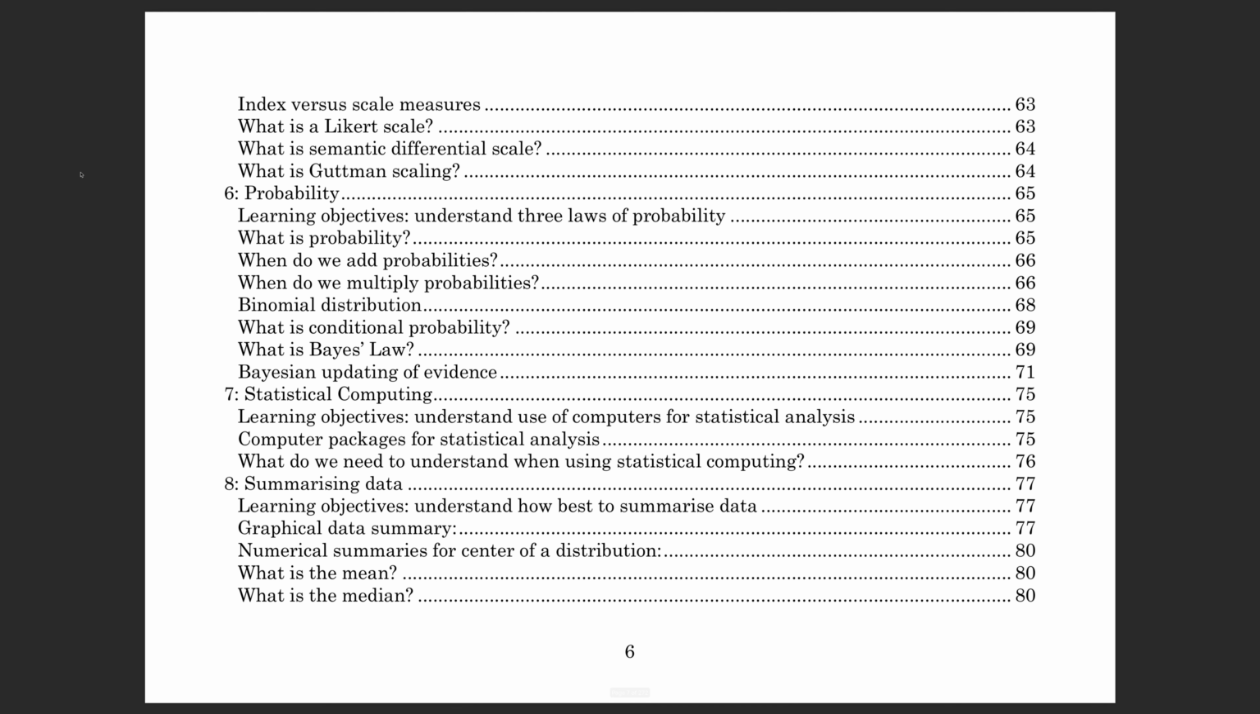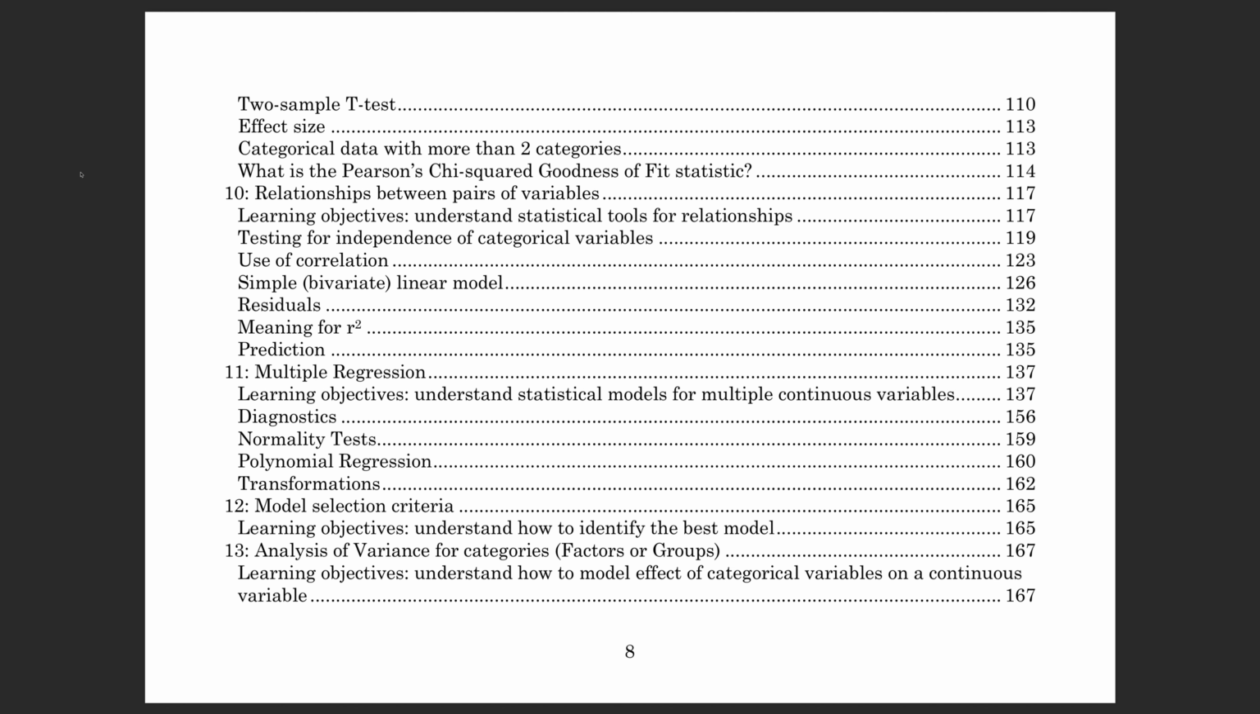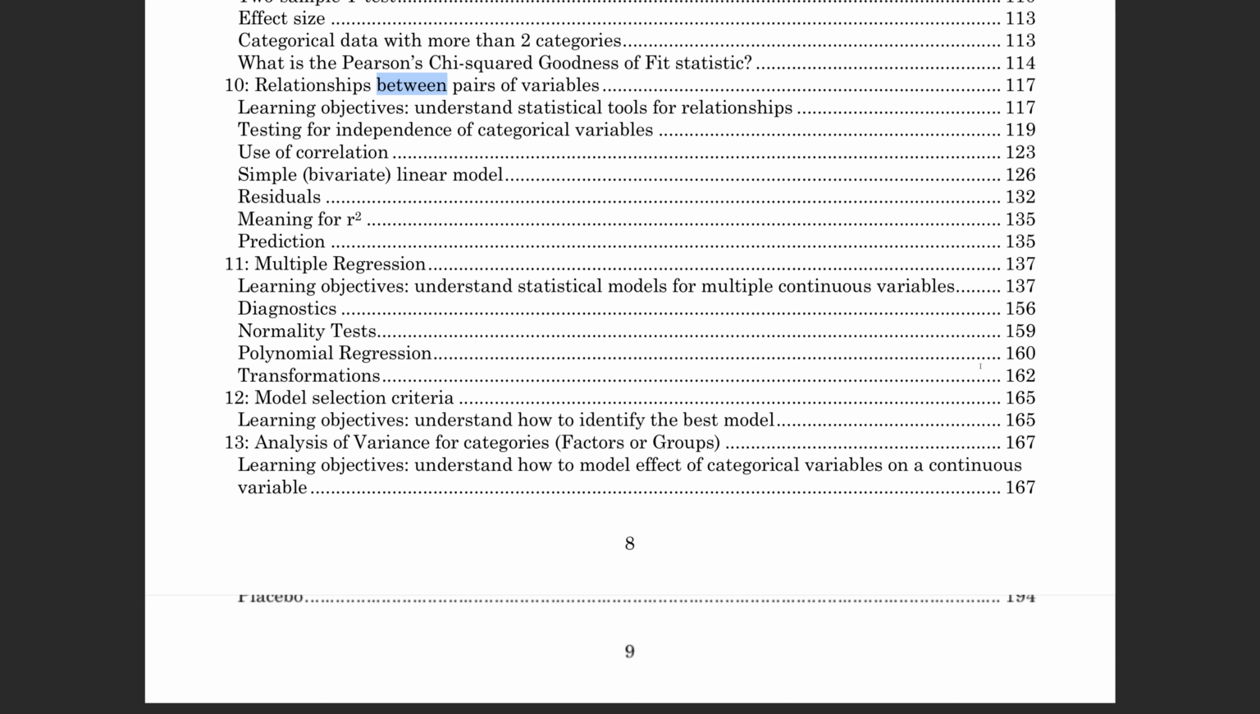Chapter 6 is the 3 basic laws of probability. Chapter 7 is about statistical computing. Chapter 8 is about summarizing data using graphics or numbers. And then chapter 9 is the basics of estimation and hypothesis testing. So I encourage you to skim over these and check that indeed you do know all these things quite well. And we're going to start from chapter 10, which is about relationships between pairs of variables. So let's go to page 117.